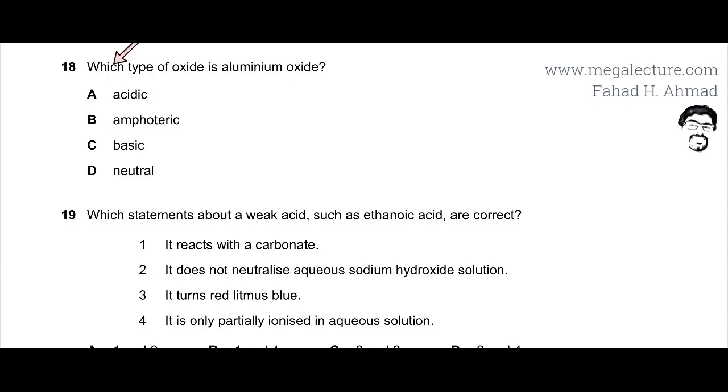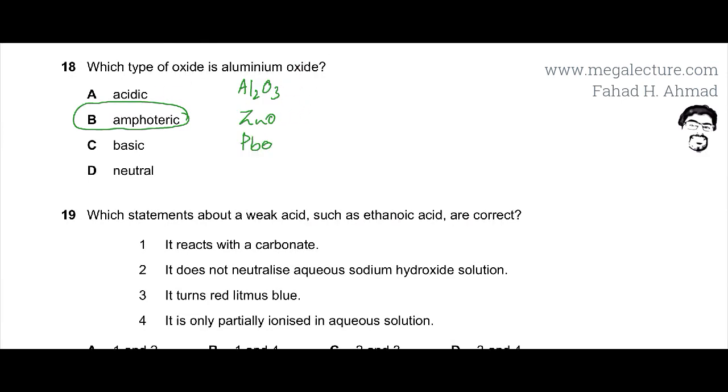The following question reads: what type of oxide is aluminum oxide? Now, aluminum oxide is an amphoteric oxide. It's one of the few oxides that are amphoteric. Al2O3 is one amphoteric oxide. You also have zinc oxide and lead oxide. So these are some of the amphoteric oxides.